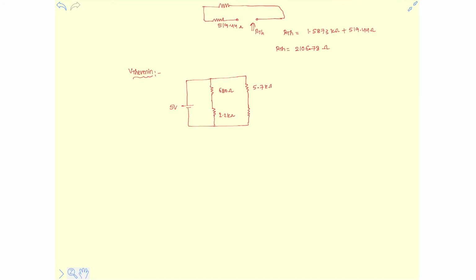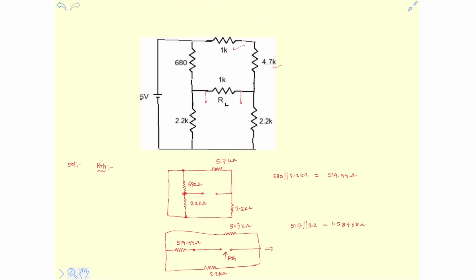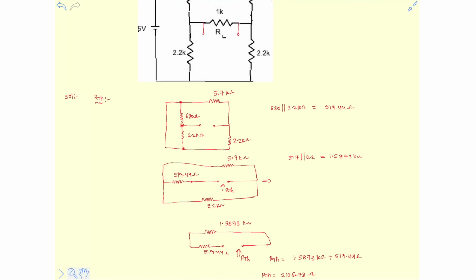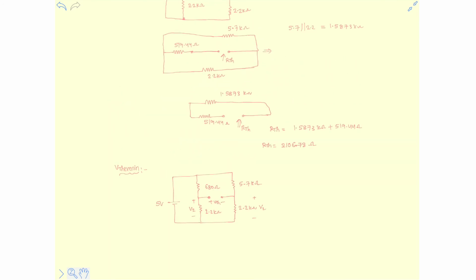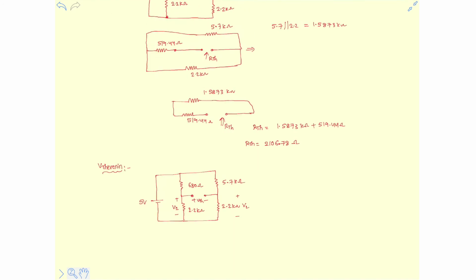Here it is the 5.7 kilo ohm resistor, because we already discussed this 1 kilo ohm resistor and 4.7 kilo ohm resistor are in series, so we can add them up. And the final one is the 2.2 kilo ohm resistor, and this voltage, let's say it is VTH, V Thevenin. Let's mark this voltage as V1, this voltage as V2. V1 is the voltage across the 2.2 kilo ohm resistor, and V2 is also the voltage across a 2.2 kilo ohm resistor, but located in the other branch.